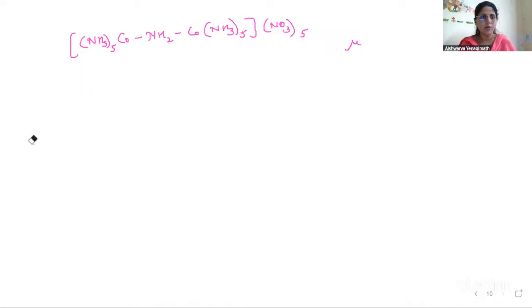So the name of the compound is, so mu. See, how can I write the name? Mu states that you are naming the bridging group. So mu, it is written as amido, NH2. And how many bridges are there? Two. How many are attached? Two. Therefore, I'll write bis, bracket. So how many NH3 are there? 5. So pentaammine. Which is the central metal atom? It is cobalt. The charge carried by it is 3.